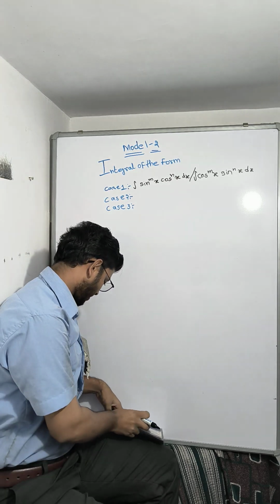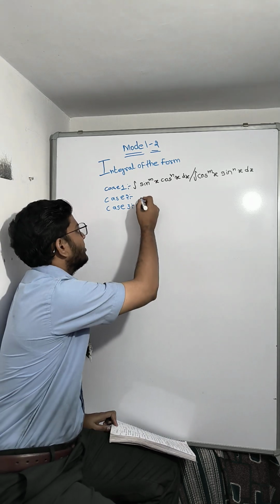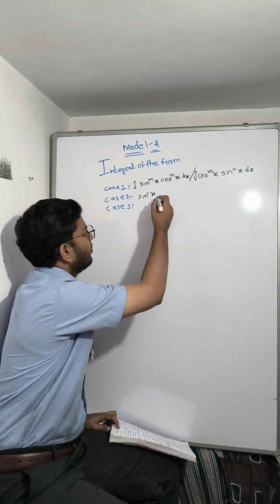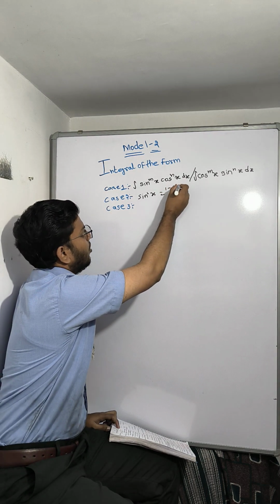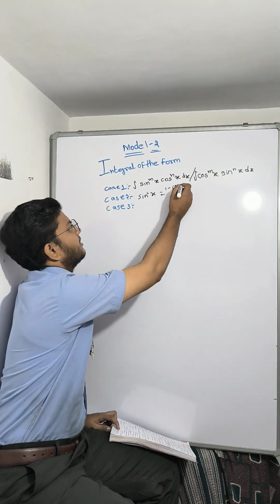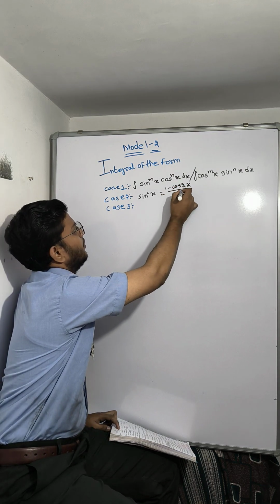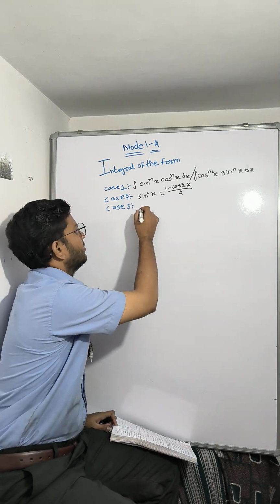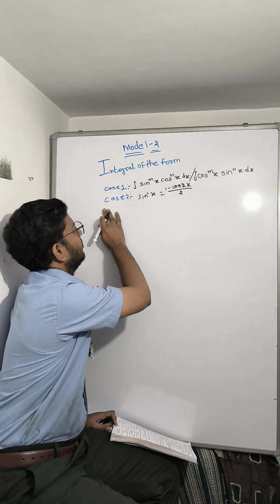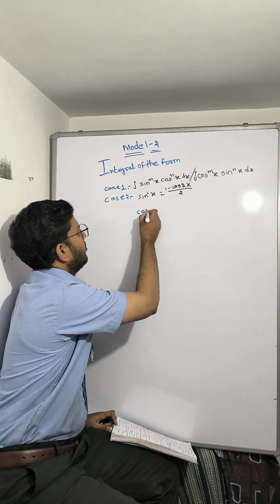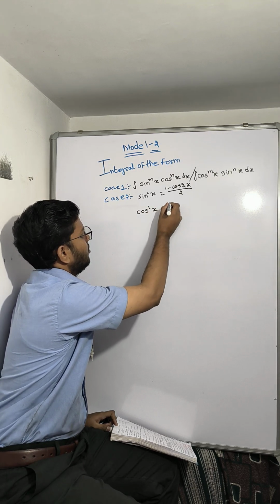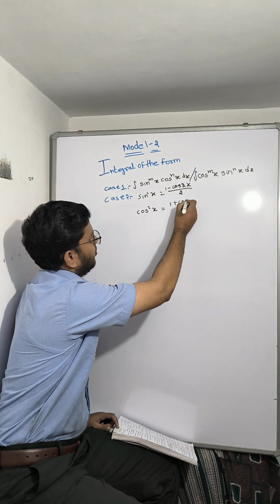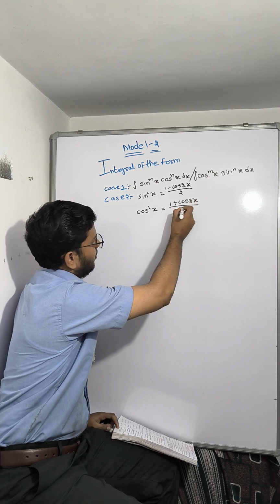Case 2 formula, with using of sin square x is equal to 1 minus cos 2x by 2. Next one, cos square x is equal to 1 plus cos 2x by 2.